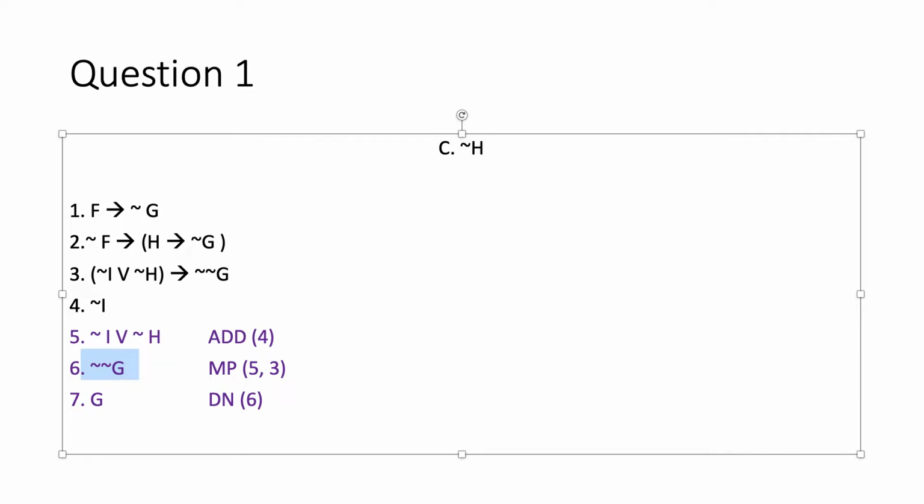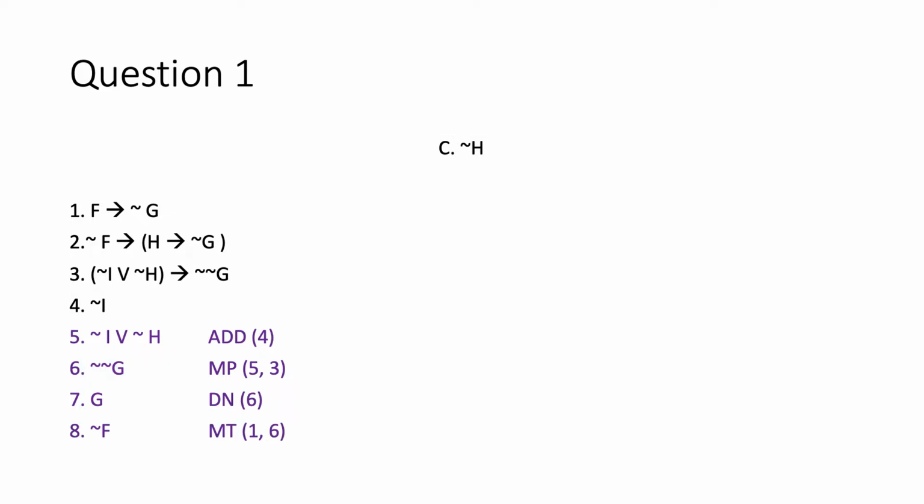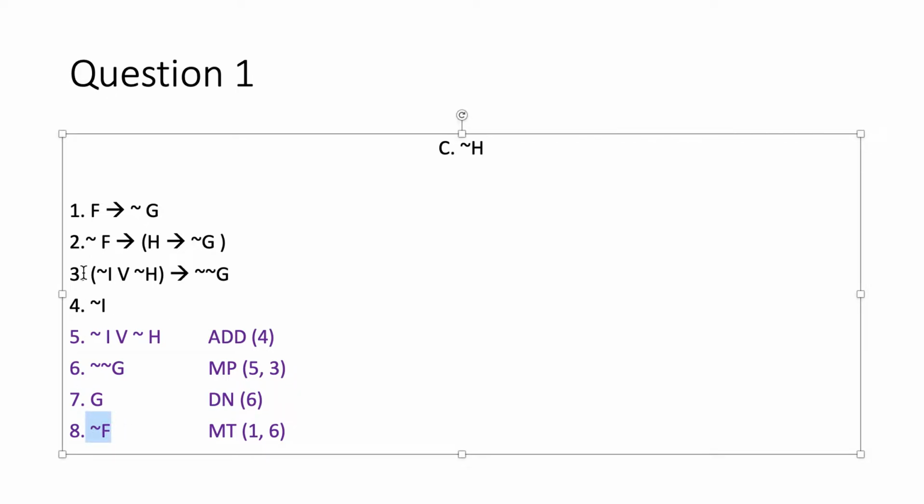Hasn't been a problem for me. Maybe it's just going to be a redundant line. All right, so I'm going to do modus tollens 1 and 6 to get not F. Now I have not F.